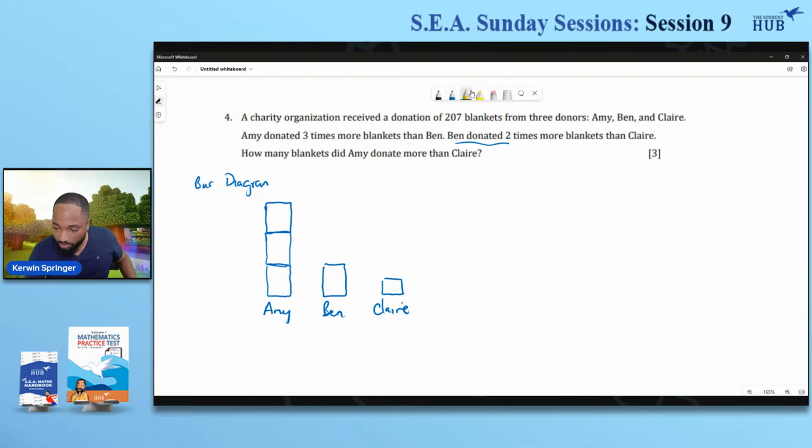So if I put Claire half of Ben, to make all of them the same size of Claire, Ben has twice the amount that Claire has, and Amy, who has 3 times this, 3 times 2, will be that Amy has 6 of these Claire boxes. Tell me if you all understand that. You all ever do a question like this? Yep, that's making full sense.